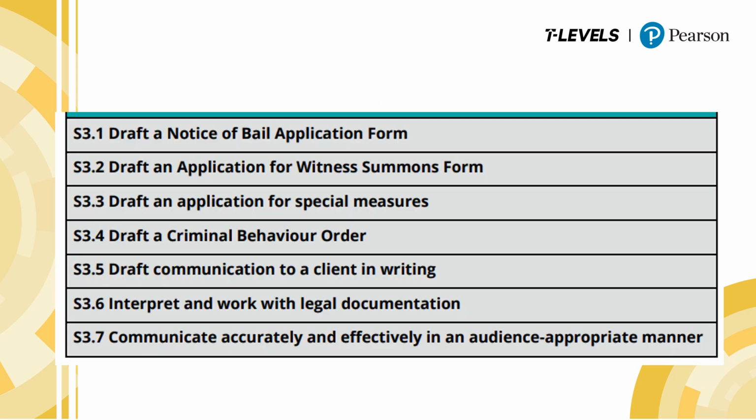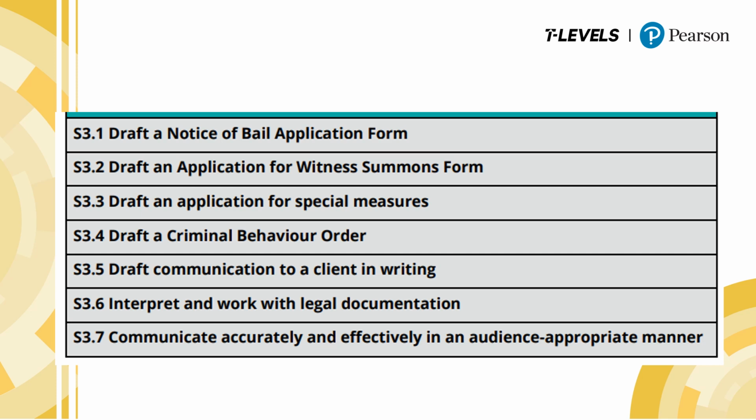Next, in the grey box, we have the first specialist skill covered by this performance outcome. So we have a summary of this on the page for you so you can see clearly where we are looking in the specification. You'll see the first skill statement here is S3.1, which is to draft a notice of bail application form. Here the S denotes skill as opposed to knowledge, which would be characterised by a K. The 3 is here because this is performance outcome 3, and the 1 because this is the first specialist skill within this performance outcome.